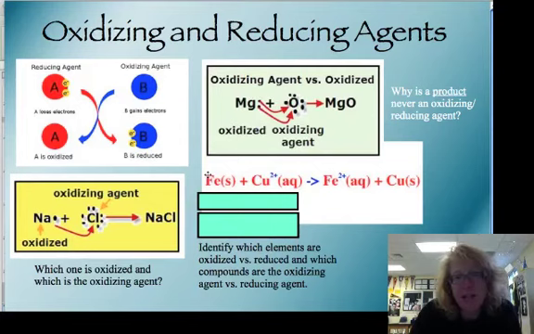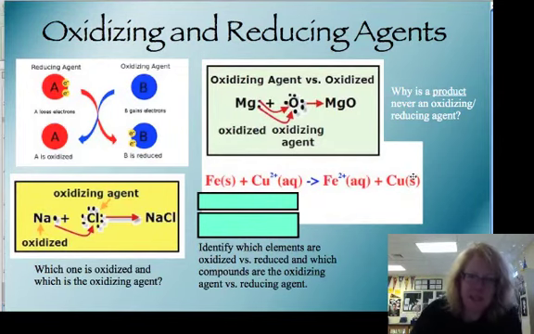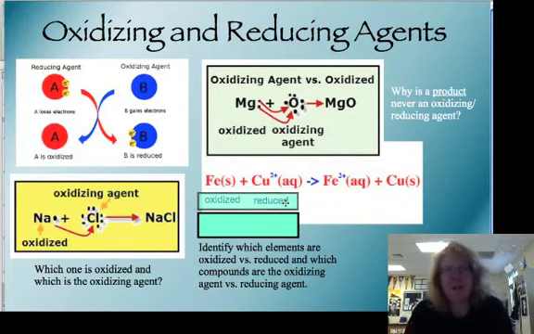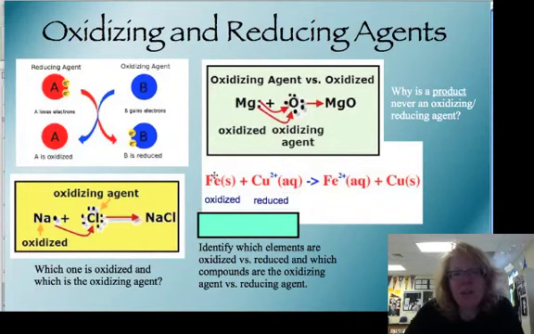Okay, last example. This is iron metal and copper ions forming iron ions and copper metal. Which one's the oxidizing agent and which is the reducing agent? If you take a look at this, iron goes from 0 to 2 plus. Copper goes from 2 plus to 0. Therefore, copper is reduced and iron is oxidized.